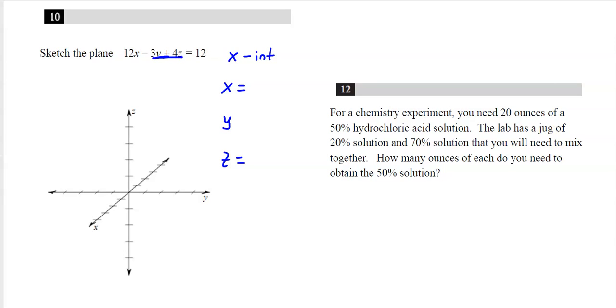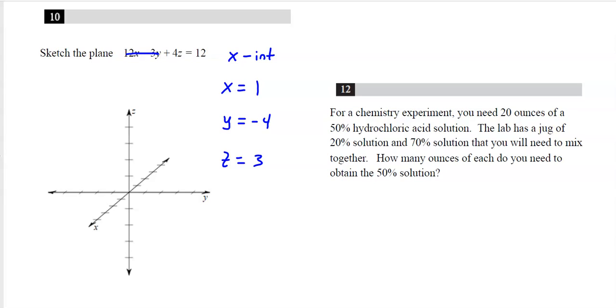So for the x-intercept, I cover that up, and x is going to be 1, because 12 times 1 is 12. And then for the y-intercept, cover up the x and the z, and you get -4. And then for the z, cover these two up, and you get 3.